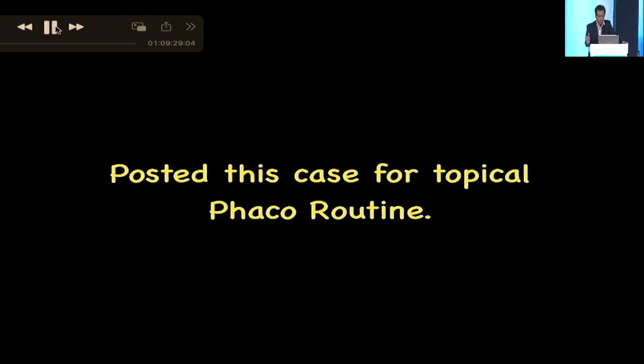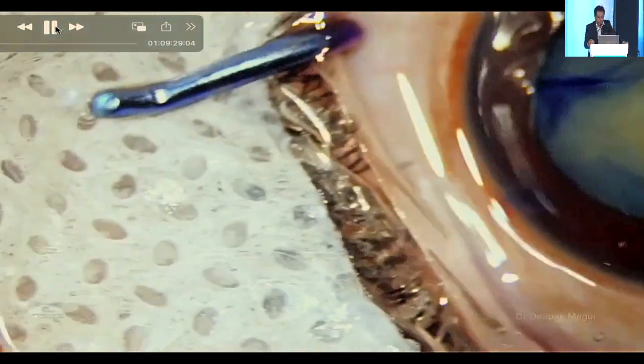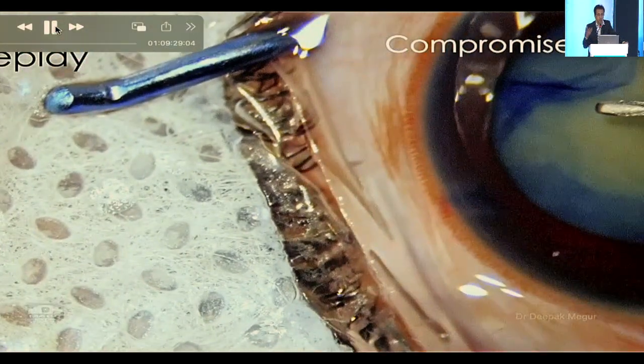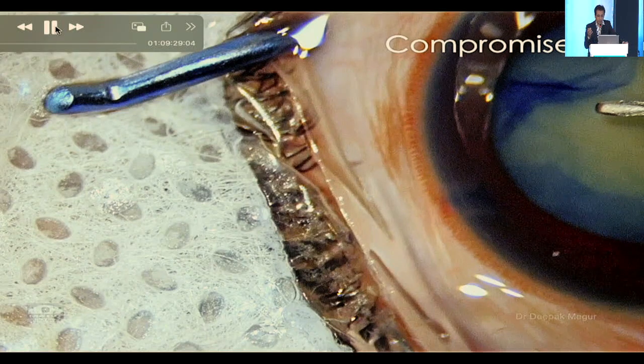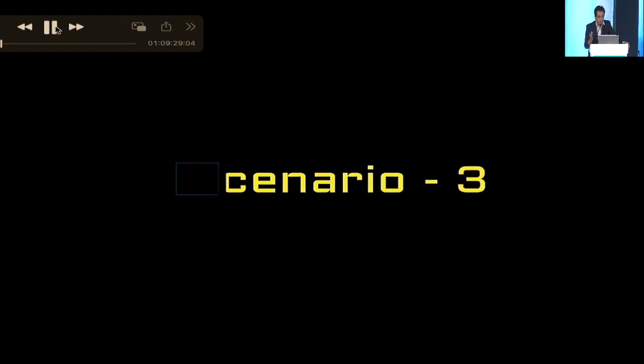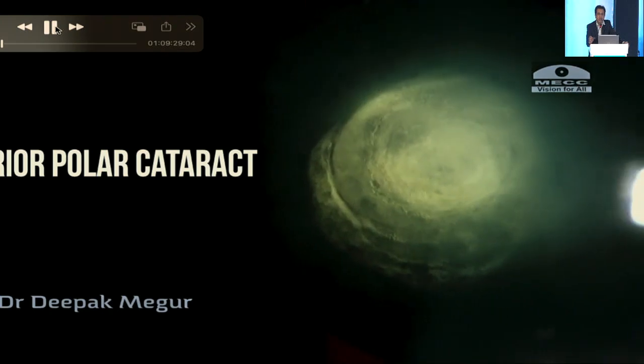Now, this was a case which was posted for a routine topical phaco, and you just take it for granted in every case, but the patient was not suitable. The patient was hard of hearing, deaf, not cooperative, and a simple step of giving a block would have helped. This is purely a decision-making issue. The surgeon lacked awareness of the situation and treated it as routine. So never take anything for granted. Sometimes you create complications and learn some of the concepts.